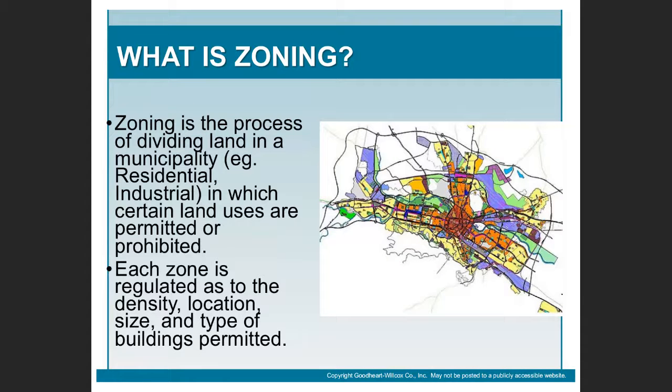We talked about zoning. Zoning is the way that municipalities or jurisdictions divide up and regulate land use. They say what types of land uses are permitted or prohibited in certain areas, and each of those zones is regulated as to its density, location, and the size or type of building that's permitted to be built in that area.